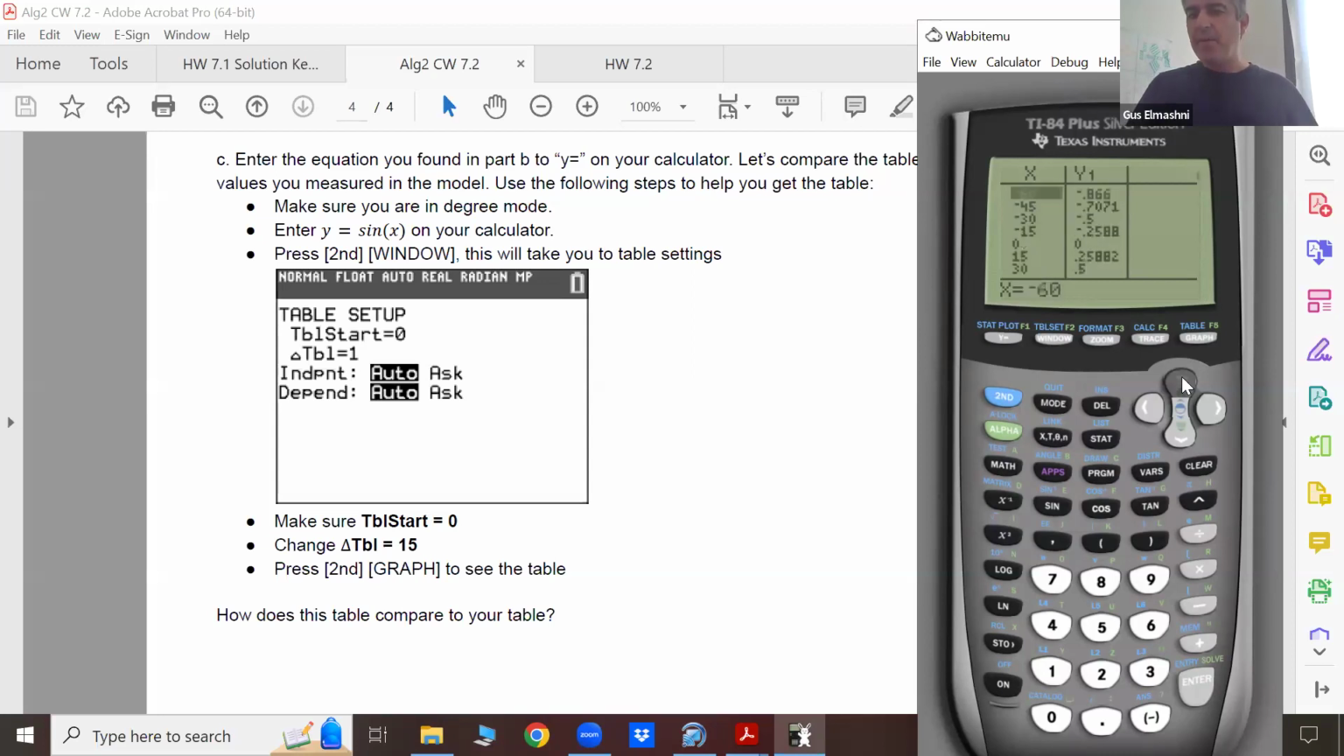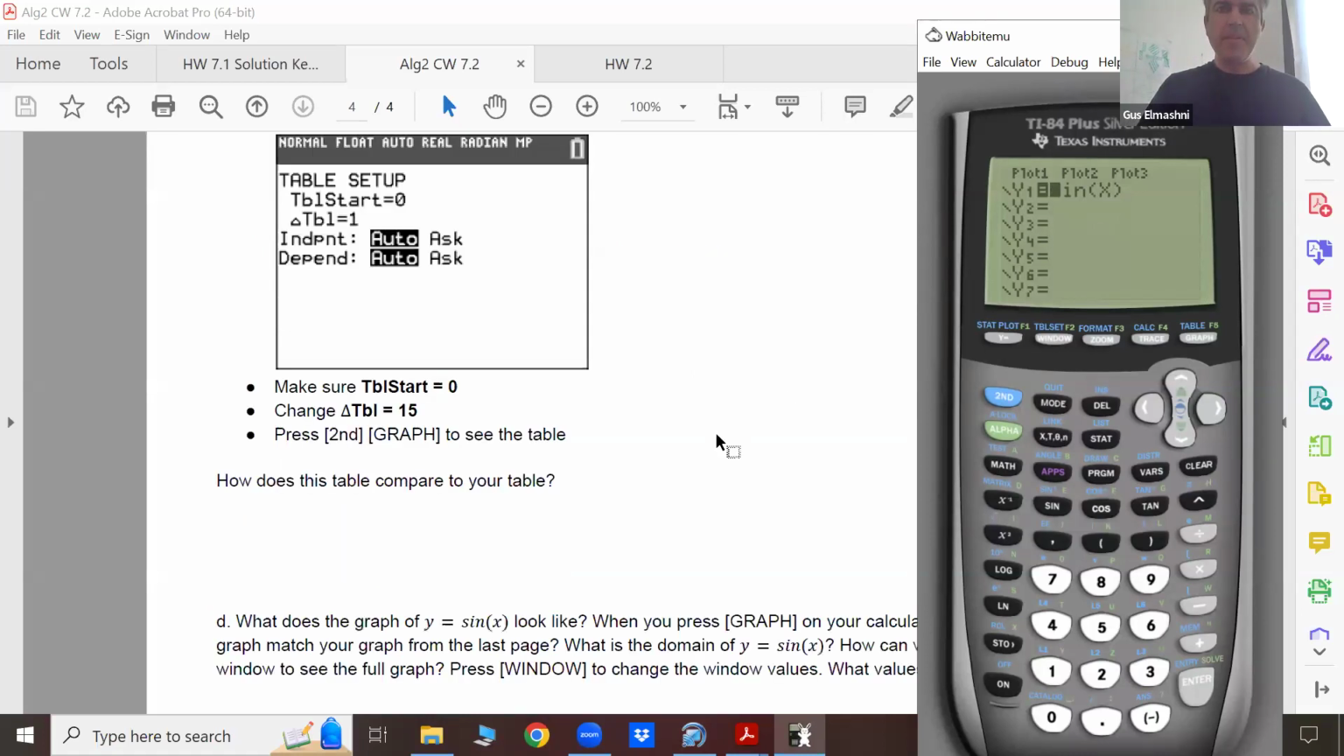But see, you have all the negative angles here too. Right now I'm at negative 90. I'll do 0 and hit second table. And there you go. Which, where did I... I don't have any y. Oh, because you didn't punch it in first. That's why. You've got to go y equals sine x. Oh, there we go.